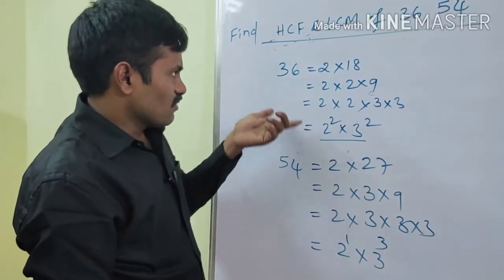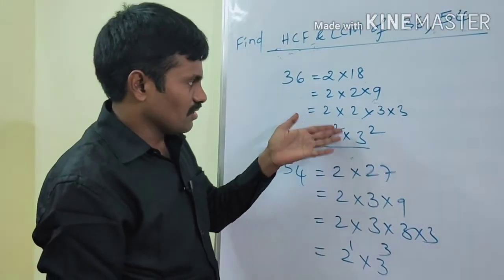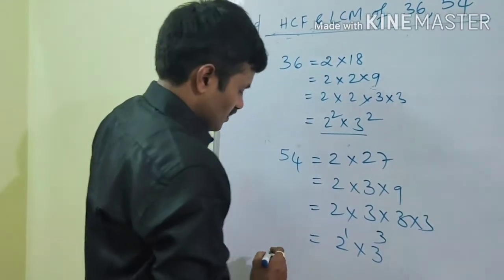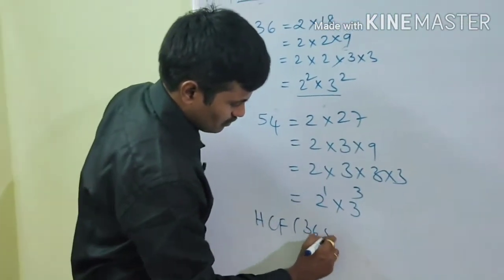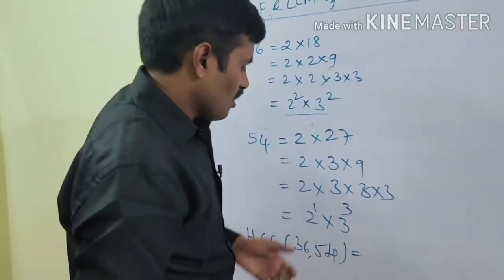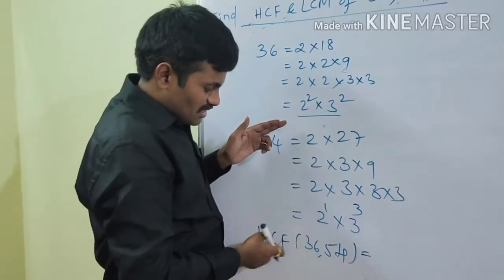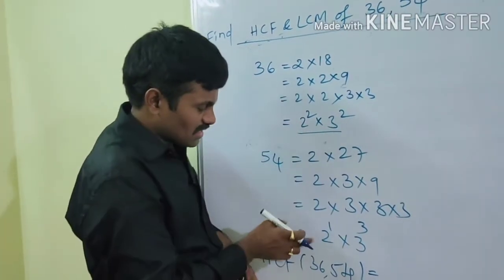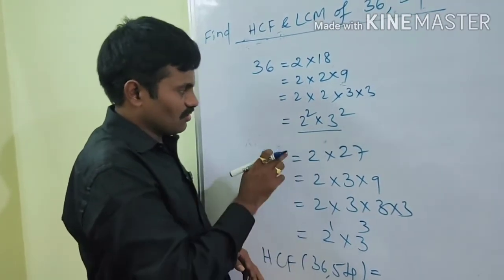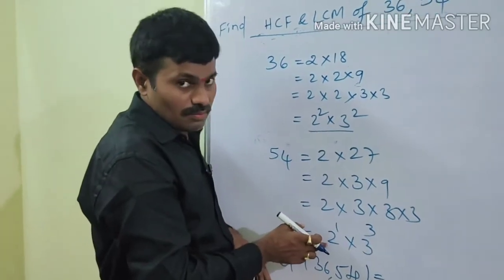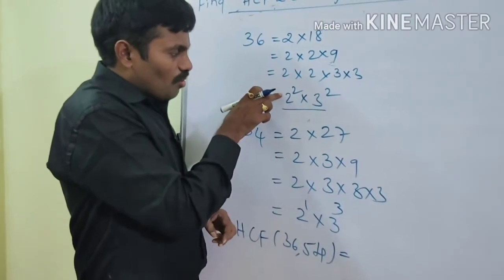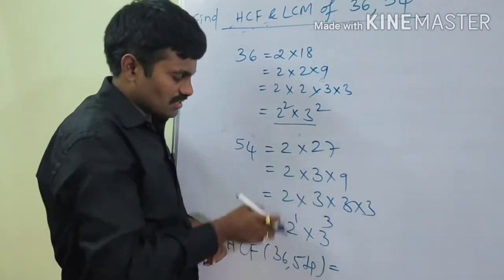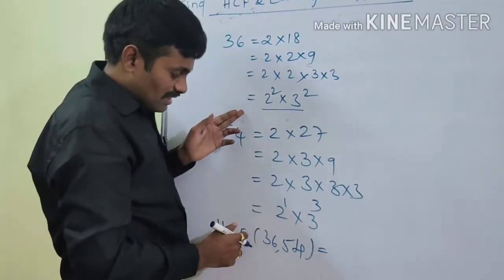Now, how to find the HCF of 36 and 54, if we have expressed 36 and 54 in the form of prime factorization? We know HCF means highest common factor. In these prime factorizations, what are the common factors in both 36 and 54? Here is a common prime 2, and here also 2, and 3 and 3. Now how many times is each common? Here 2 is multiplied 2 times, here 2 is multiplied 1 time. So it is common only 1 time.